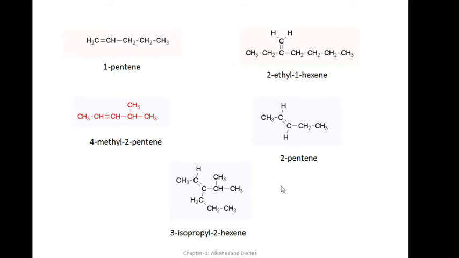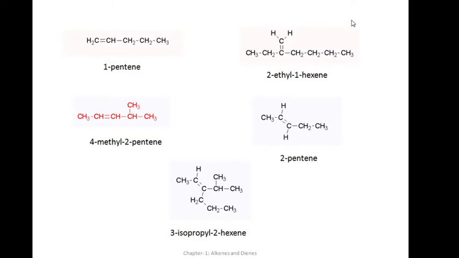Let us look at these few examples. Look at the first one here. So we have 1, 2, 3, 4, 5 carbon atoms. So it is a derivative of pentane, but it has a double bond. Therefore, you are going to replace "ane" by "ene". It becomes pentene. Check where the double bond starts. When you start numbering it as 1, 2, 3, 4, 5, the carbon-carbon double bond is with carbon number 1. Hence, it becomes 1-pentene.